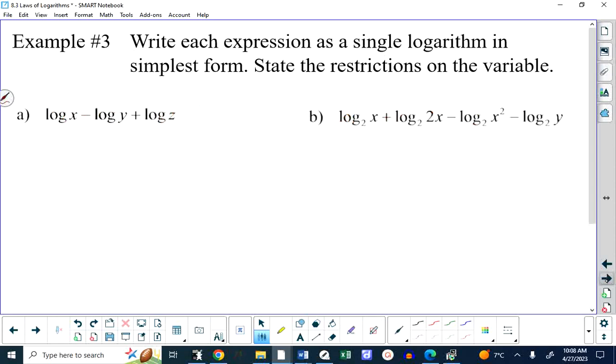Number 3, write each expression as a single logarithm. I would really hope I don't even know that we need to write anything here other than xz over y. The biggest mistake is seeing log y plus log z and thinking you're going to multiply the y and the z together and put them on the bottom.